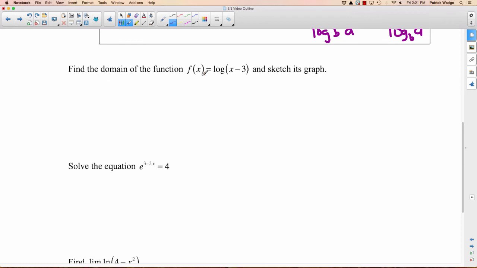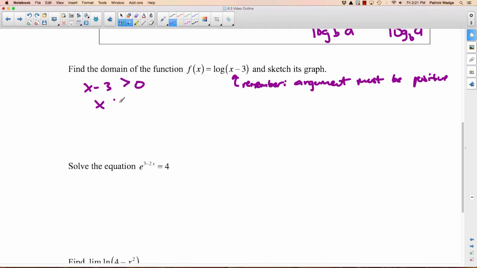Okay, find the domain of the function f of x equals the common logarithm of x minus 3 and sketch its graph. So one thing to remember, I'll write it in here, the argument must be positive. So what we can say then is that this bit, the x minus 3, has to be greater than 0. In other words, x is greater than 3. So there's your domain, x is greater than 3.